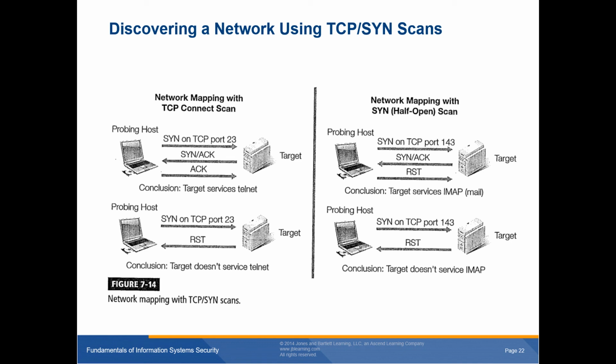On the right-hand side, network mapping with a SYN half open scan: a SYN, a synchronization packet, is sent to TCP port 143 on the target. The conclusion is IMAP is 143, so they get a SYN-ACK back, and the reset goes back to the target, and the conclusion is the target services IMAP, which is mail. On the other hand, if the SYN goes to TCP port 143 and they get a reset back without a SYN acknowledgement, then the target doesn't service IMAP, and so the bad guy knows that you're not running IMAP on that server. Of course, he doesn't know what else is running on it, but he knows IMAP's not.